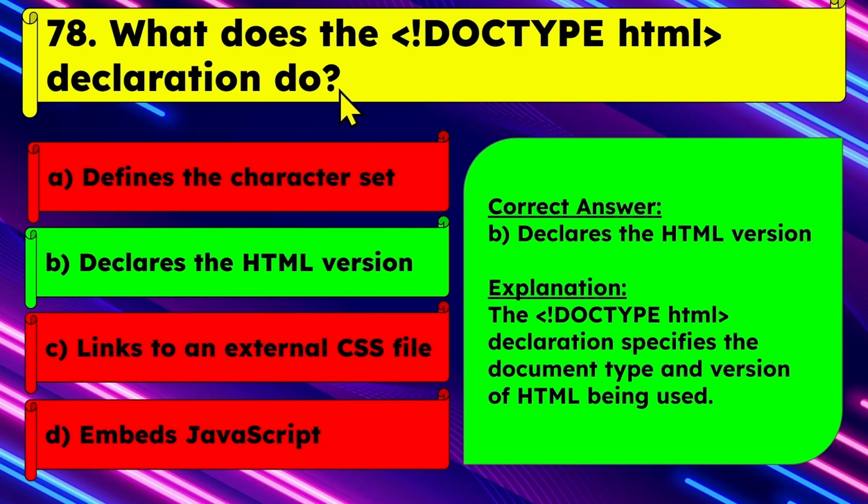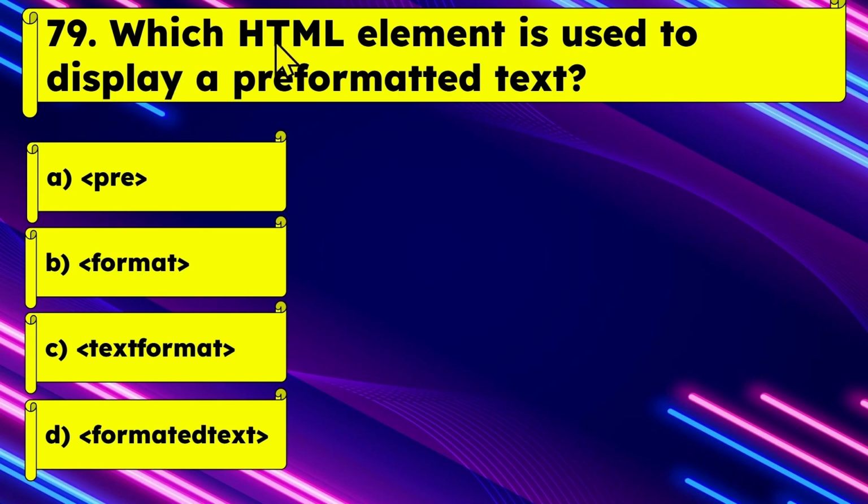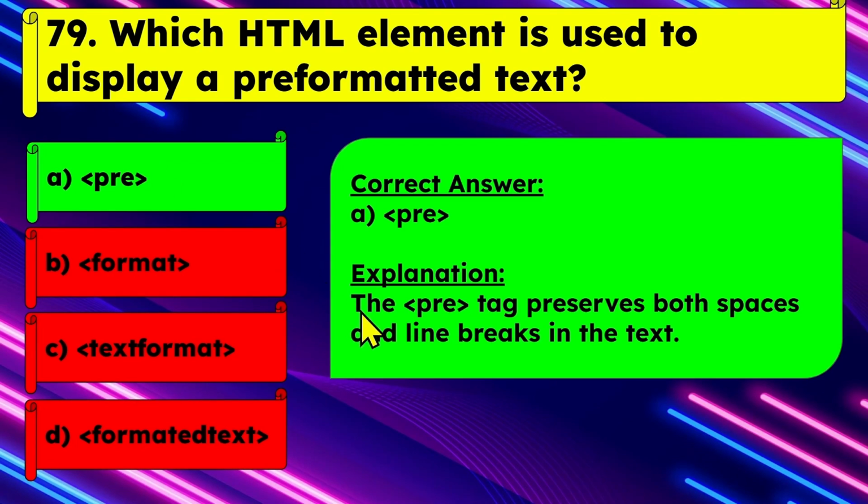used. Next question is, which HTML element is used to display a pre-formatted text? Option A, pre tag, option B, format tag, Option C, text format, or option D, formatted text. So here the correct answer will be option A. As you can see in the explanation, the pre tag preserves both spaces and line breaks in the text.